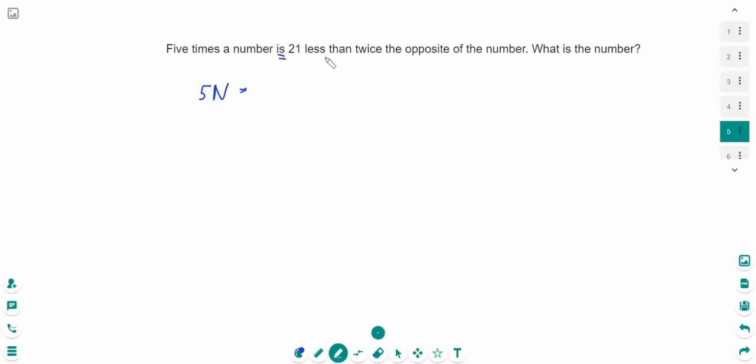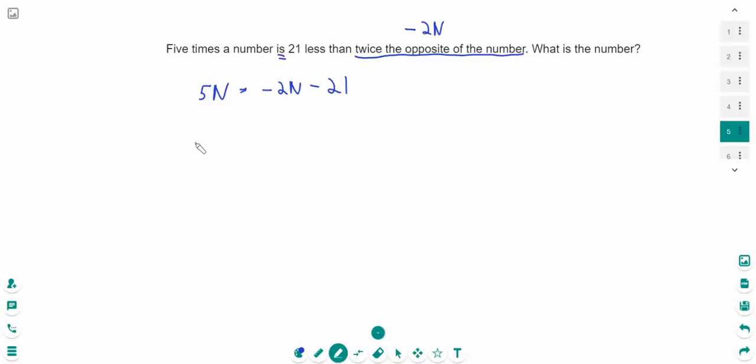So 21 less than indicates that we're taking 21 away from something. What are we taking it away from? Well, we're taking it away from twice the opposite of the number. Well, how could we write twice the opposite of the number? Well, the opposite of the number would be a negative n. So twice the opposite would be a negative 2n, right? So we're taking 21 less than a negative 2n. So we have a negative 2n, and we're taking away from it 21. Okay? Does that make sense?